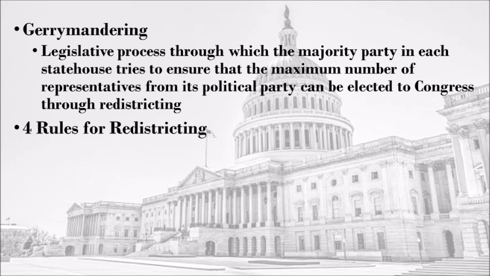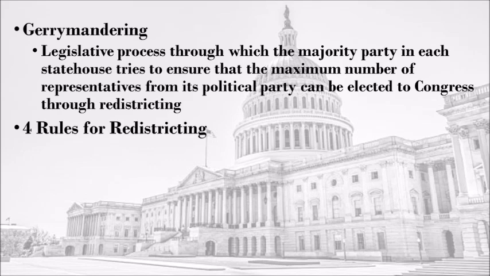Purposeful gerrymandering of congressional districts to dilute minority strength is illegal under the Voting Rights Act of 1965. In other words, we can't draw these districts where minorities are going to be suppressed in voting.